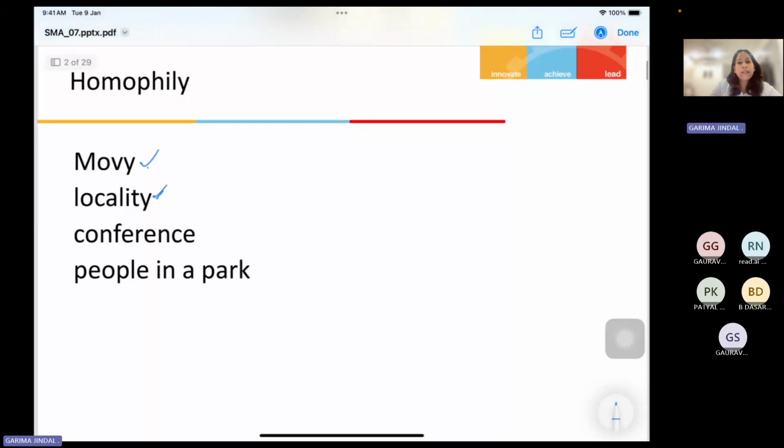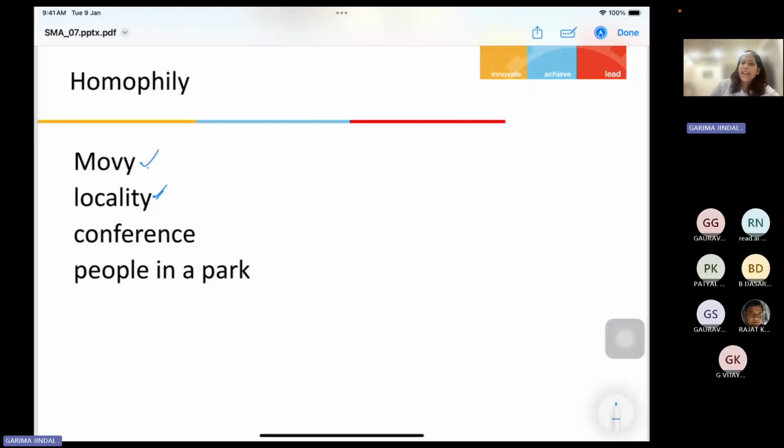The next example is, for example, you are moving into a new society. Suppose I am moving into a new society. I am searching for a flat, and while searching, I get a flat which I am almost finalizing. Then I discover that I have a neighbor who is Punjabi, and I am also Punjabi. So I will be a little bit happier to see that I have a neighborhood that has similar properties to what I have.